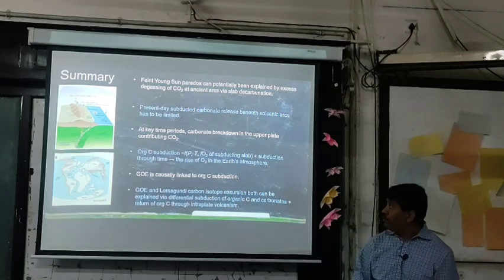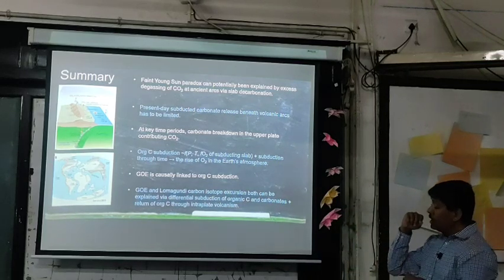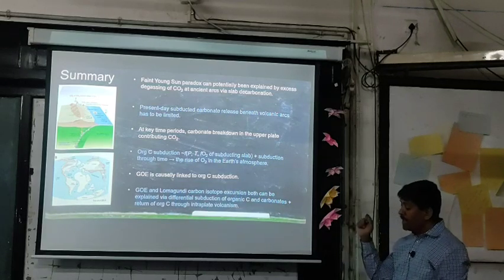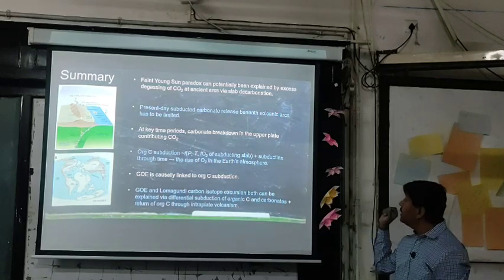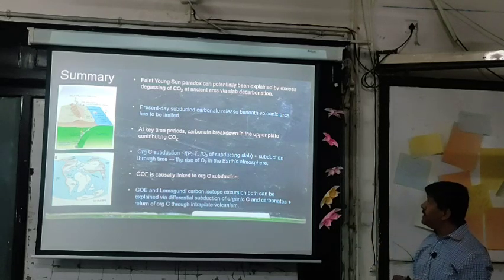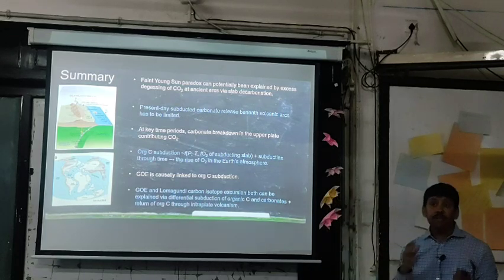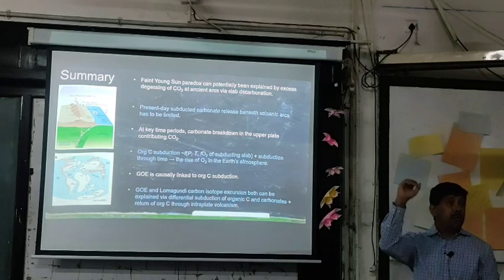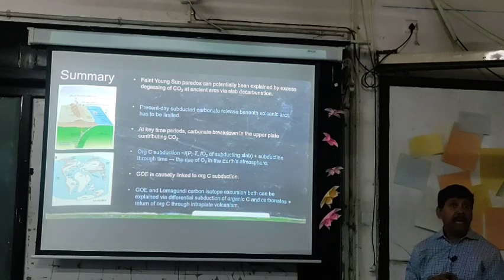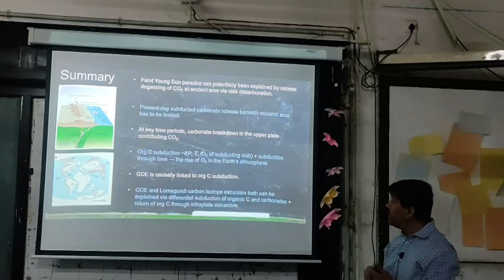So, with that, I will give you the summary and several points. The Faint Young Sun paradox could potentially be explained by excess degassing of CO2 in ancient arcs that were carbonate-rich. The present-day subducted carbonate release in volcanic arcs is limited, but there are different time periods in our planet's history, in the Phanerozoic, in particular in the Cretaceous, where carbonate breakdown in the upper plate may have produced excess CO2 into the atmosphere causing warming.